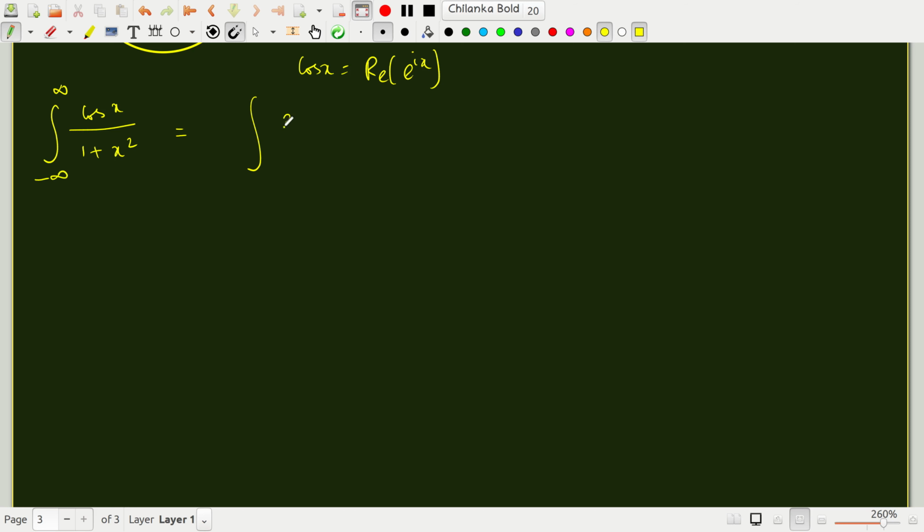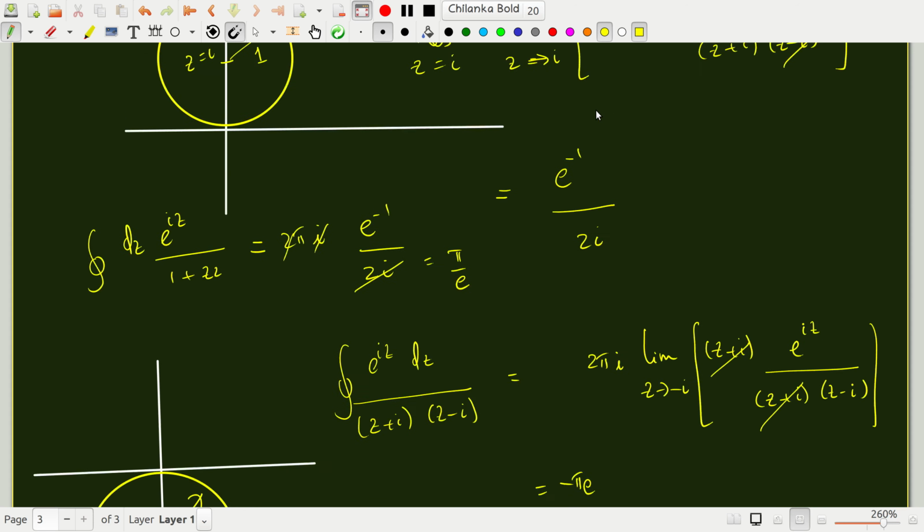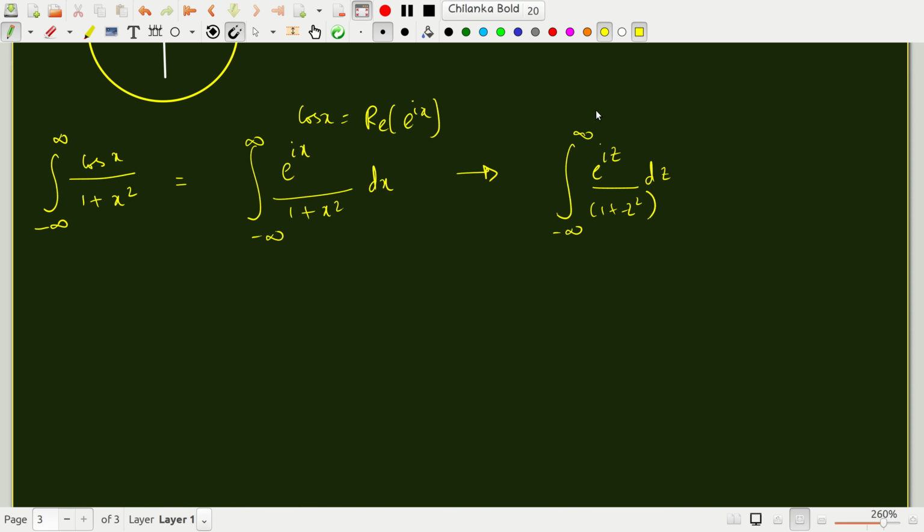This is nothing but the real part of the integral of e to the ix by 1 plus x squared dx. Now I am changing this x to z, a complex valued variable, 1 plus z squared, from minus infinity to infinity, right? Now I have evaluated this just now in the previous problem. I have just evaluated this in the previous problem. Now the only thing is, okay, let me elaborate this a little bit.